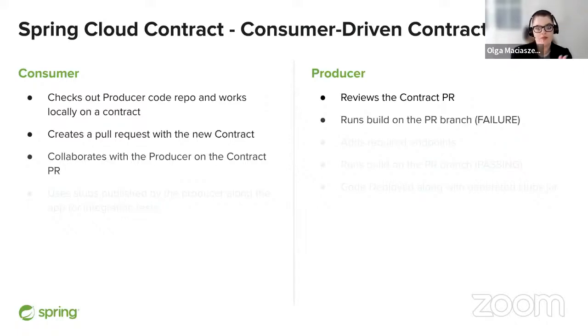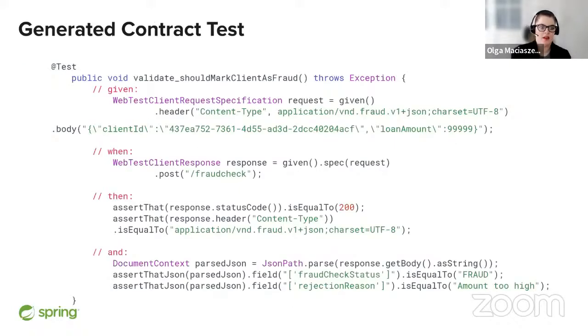And then the producer team will run the build on the PR branch, and everything will fail. Why? Because they don't have that API yet. They just have a contract, and the contract is not fulfilled. We are ensuring that this fails because we are generating tests for that. This is something that we will see in a demo. But first, let's take a look at that test.